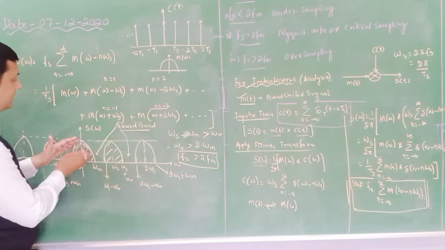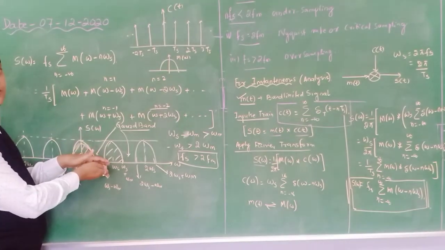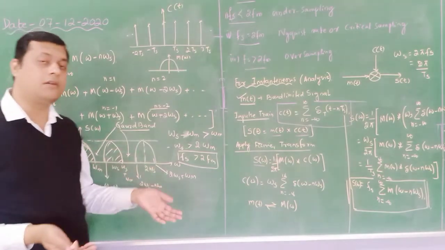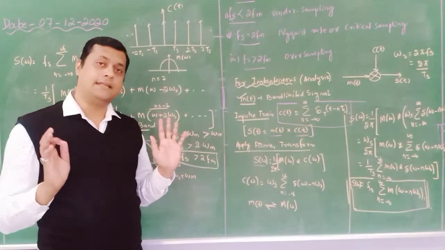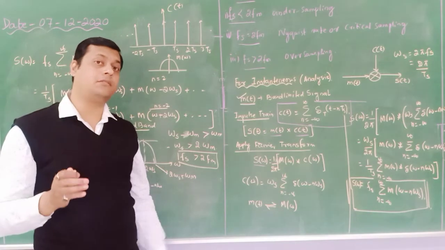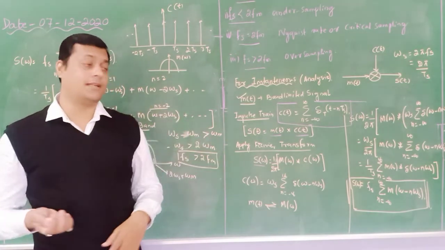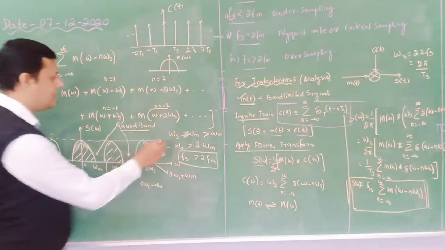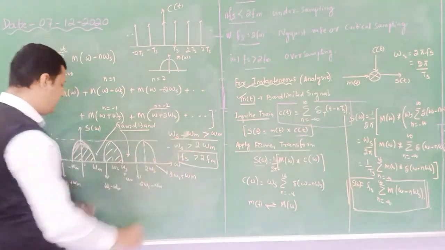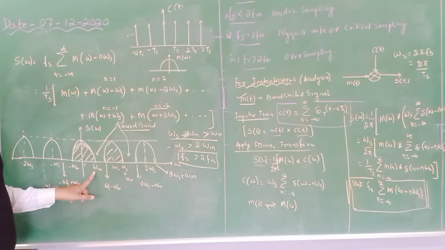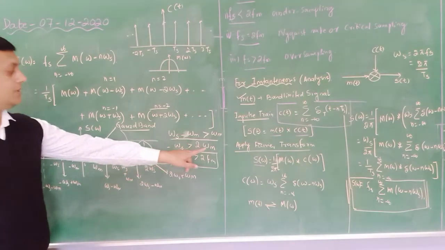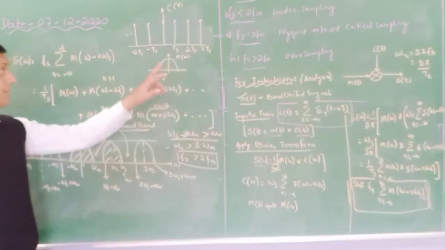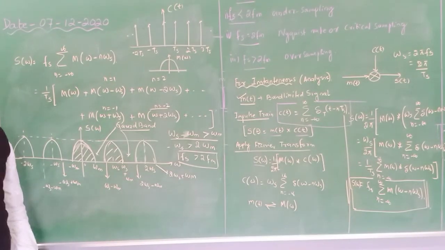Interference means this spectrum may overlap, due to which some information gets mixed up and we cannot recover the original message signal. Our motive is to extract the original modulating signal from the sampled signal. So it indicates that omega s minus omega m is greater than omega m, so omega s is greater than twice omega m. That means f s is greater than 2 f m. It satisfies oversampling. Done.